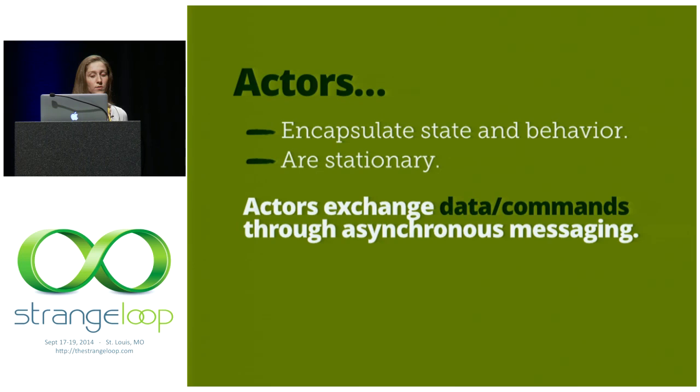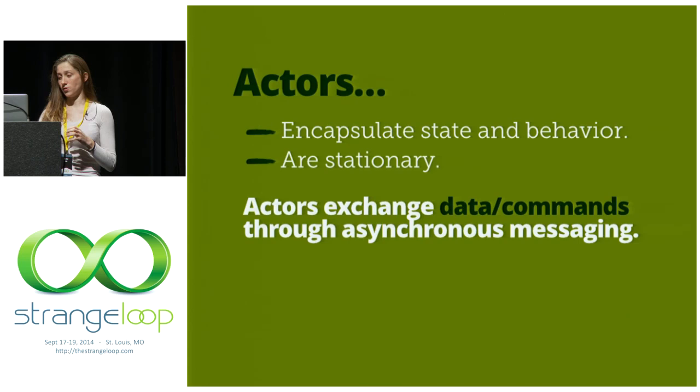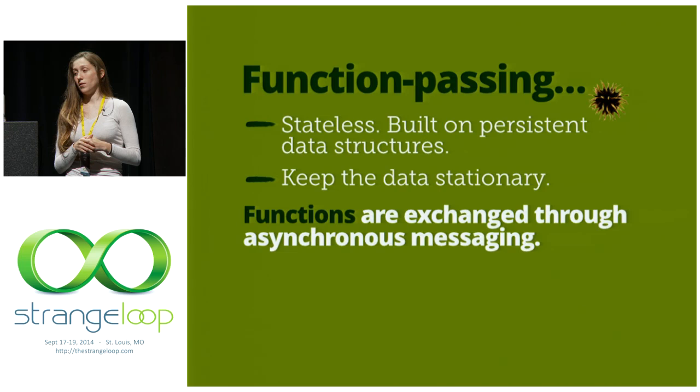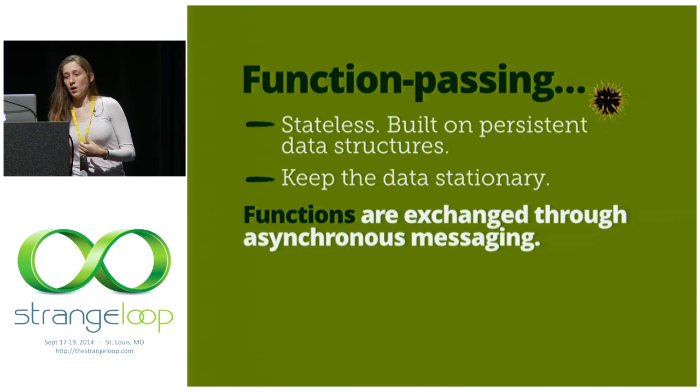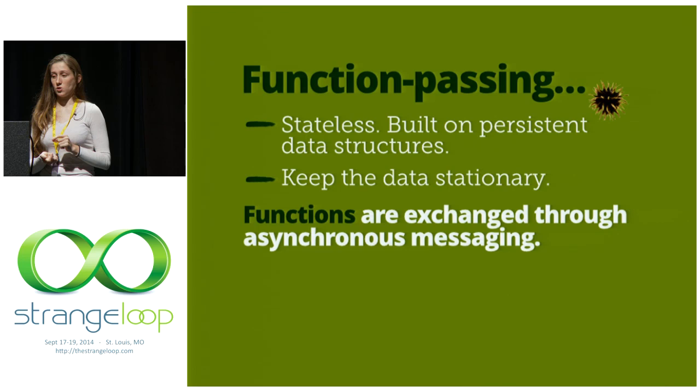The big observation is that actors exchange data through asynchronous messaging in a concurrent way, right? But they keep their behavior, their message handler, in one place, and they pass their data around. So the function passing idea behind this is that you have a stateless thing that is passing the functions around. So it's basically you keep your data represented in persistent data structures. You keep it stationary, and you pass the functions around through asynchronous messaging.